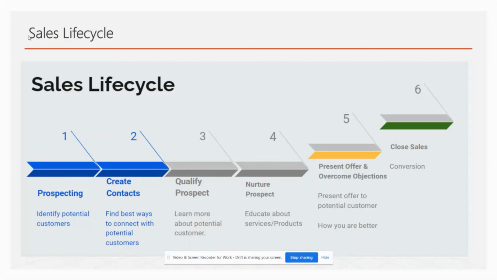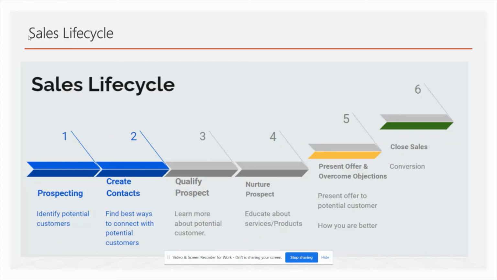In the fourth step, this qualified prospect is converted into a nurtured prospect, because the salespeople educate the potential customer about their product or services. They will educate them on how this product or service improves their life or how it solves their problems, because business is nothing but solving problems.